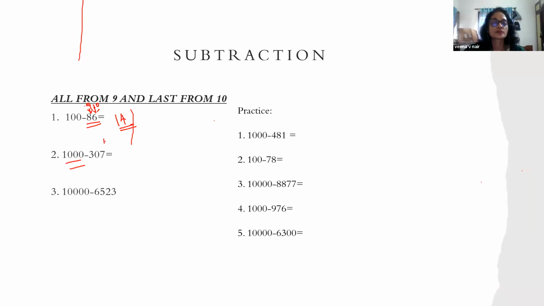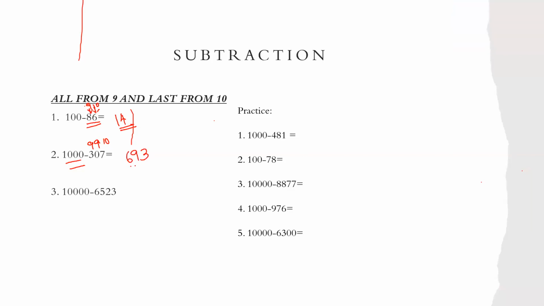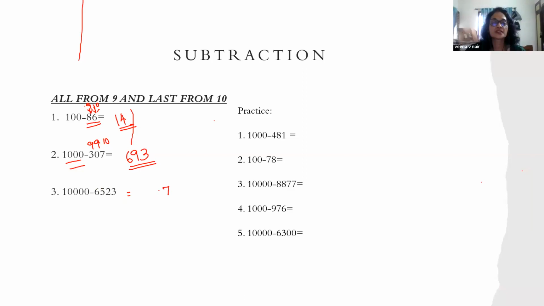Now let us do this. Apply this. 10 minus 7 is 3. 9 minus 0 is 9. 9 minus 3 is 6. 693. Okay, next one. 10 minus 3 is 7. 9 minus 2 is 7. 9 minus 4 is 5. 9 minus 6 is 3.